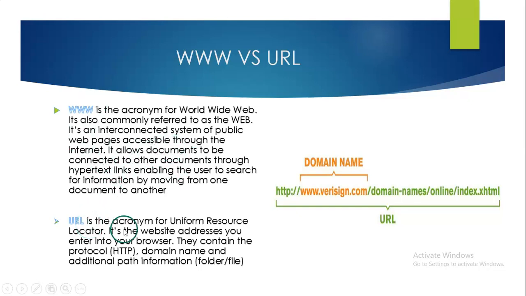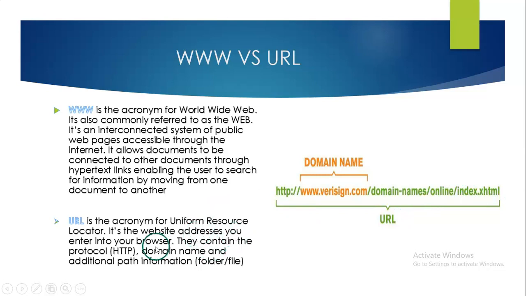URL is the acronym for Uniform Resource Locator. Uniform Resource Locator is the website address you enter into your browser. If you look at this image on your right hand, this whole thing you are seeing here is called the URL. In fact, there are times you type just the domain name and the system will help you add the HTTP to it and some other things like that. So this whole thing is the URL. But let's look at this.